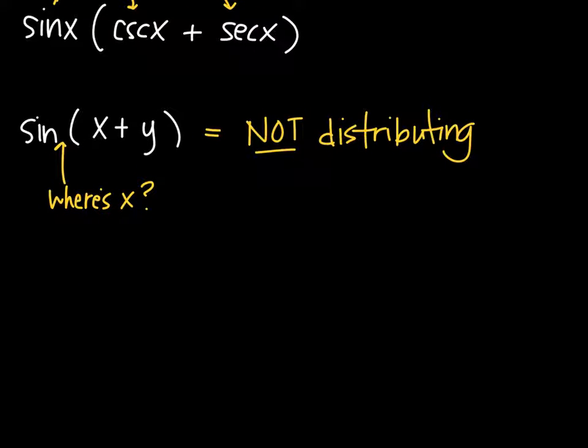If there is a variable, go ahead and distribute. You can't distribute a word. Sine is a word. Sine x has the variable on it. So what do we do instead? All right, sine of x plus y.